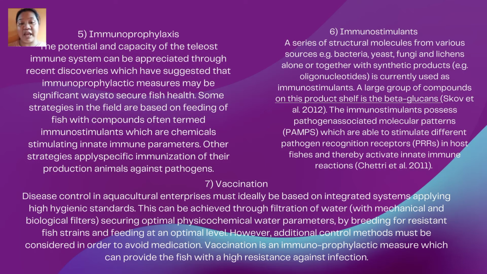Seventh, the vaccination. Disease control in aquaculture enterprise is ideally based on an integrated system, applying high hygienic standards. This can be achieved through filtration of water, securing optimal physical and chemical water parameters, breeding for resistant strains, and feeding at an optimal level. However, additional control methods must be considered in order to avoid medication. Vaccination is an immunoprophylactic measure which can provide the fish with high resistance against infection.